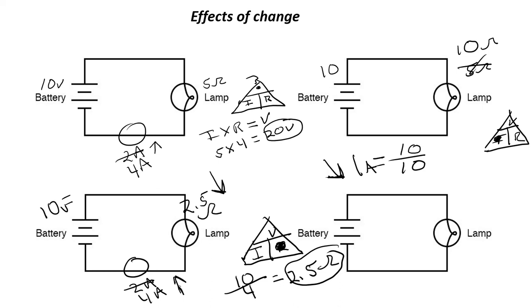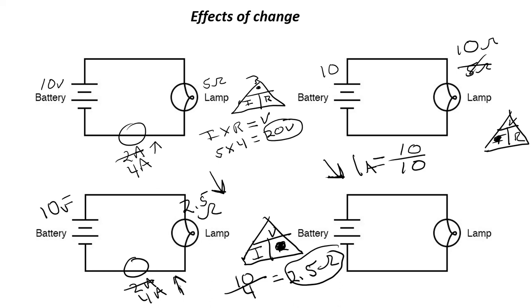Usually amps and volts run together. So if amps goes up and resistance stays the same, volts have to go up. If volts goes up and resistance stays the same, amps goes up. So if resistance stays the same, the volts and the amps are hooked together.